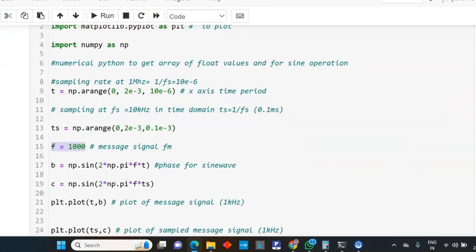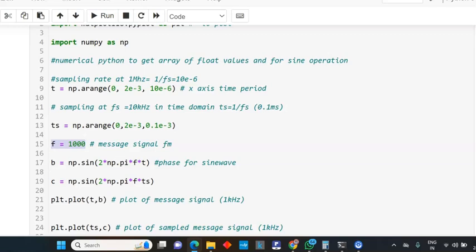So two different time instants we have defined. One is with T, the higher sampling, and another with TS, which is the lower sampling. So this is the higher sampling, and this one is the lower sampling. In higher sampling we will plot, and in lower sampling also we will plot, in the time domain, just to see T and TS, right?